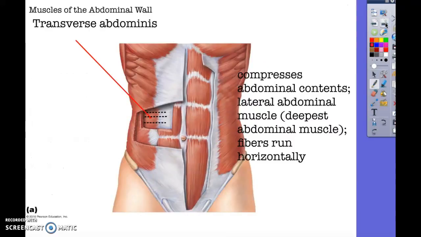All right, transverse abdominis. I have 3 black lines here. This is the direction of the fibers. They're running horizontally. What does the transverse abdominis do? It compresses the abdominal contents. It is the lateral abdominal muscle, and it's the deepest abdominal muscle. So if you have your most exterior, your most superficial, then your medial, then your deepest.